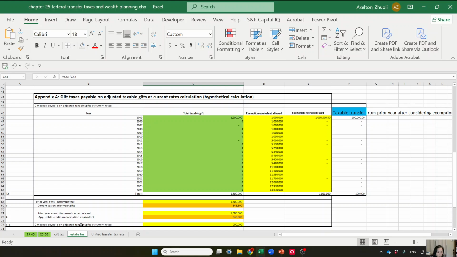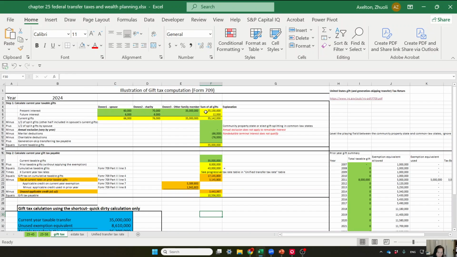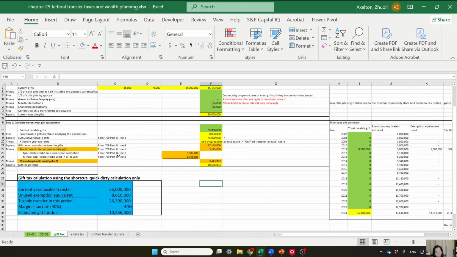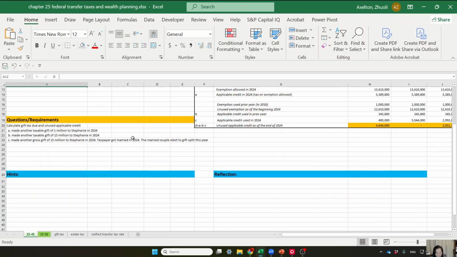So again, the core of this chapter is the gift tax and estate tax calculation. Of course, from a legal perspective, there are lots of rules regarding what goes into the estate and the gift tax base. Those are for your reading and information only. For us, we just want to focus on the steps of how to calculate the estate tax and the gift tax.